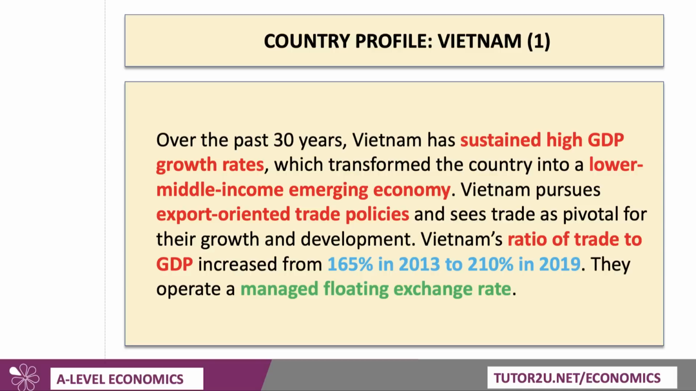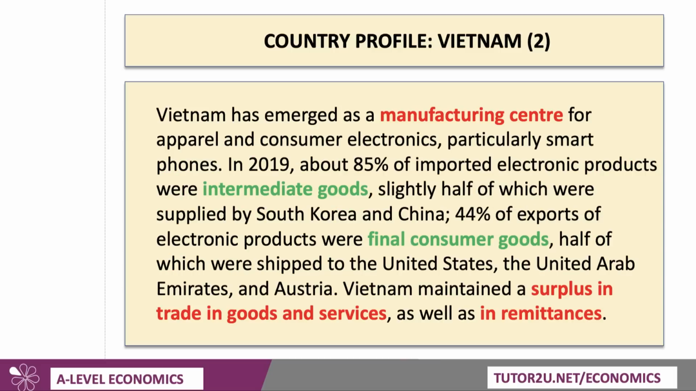Now, Vietnam pursues export-orientated trade policies. Trade is seen as absolutely pivotal, crucial for their growth and development. And there's the data. Vietnam's ratio of trade to GDP, if you add together the value of exports and imports, trading goods and services, has increased from 165% in 2013 to 210% in 2019. That was obviously the year before the pandemic. Vietnam operates a managed floating exchange rate. Hopefully you're on top of that. And you know what that means in terms of the central bank managing the direction and the pace of change of the currency.